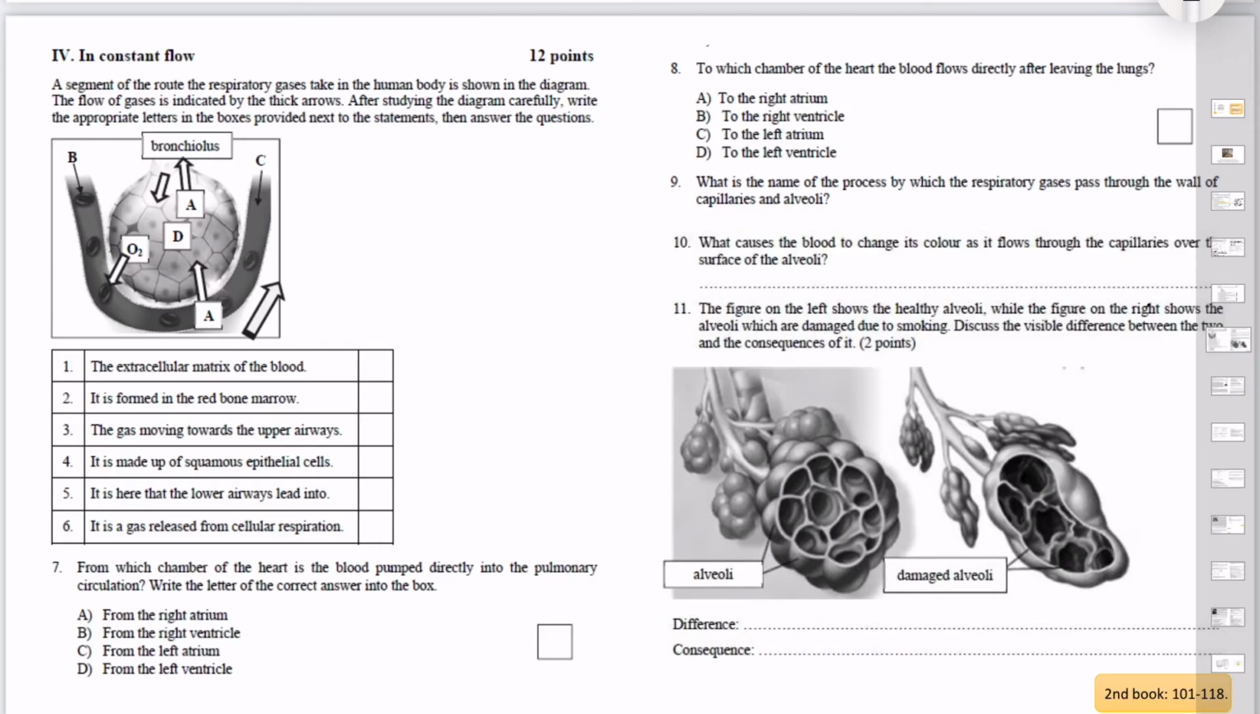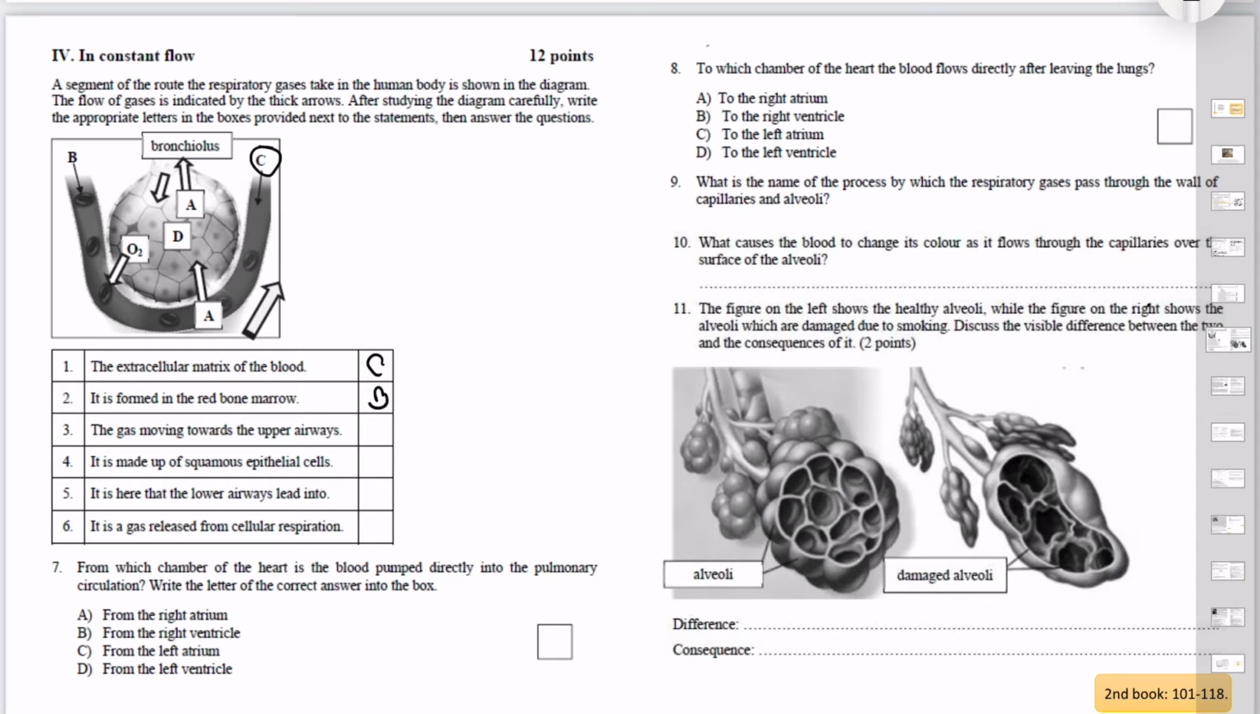Looking at the fourth exercise, in constant flow, a segment of the route the respiratory gases take in the human body is shown in the diagram. The flow of gases is indicated by the thick arrows. After studying the diagram carefully, write the appropriate letters in the boxes provided next to the statements, then answer the questions. First statement, the extracellular matrix of the blood. That's an easy question. Basically, C is indicating the extracellular matrix. It is formed in the red bone marrow. We know that red blood cells or erythrocytes are formed in the red bone marrow, so B.